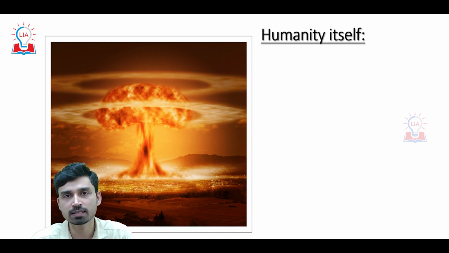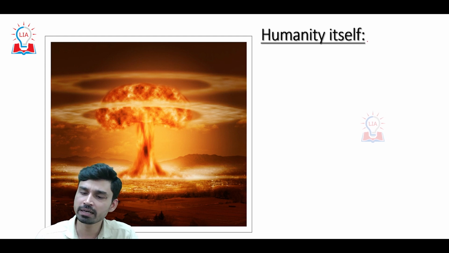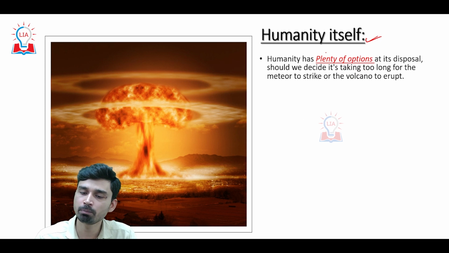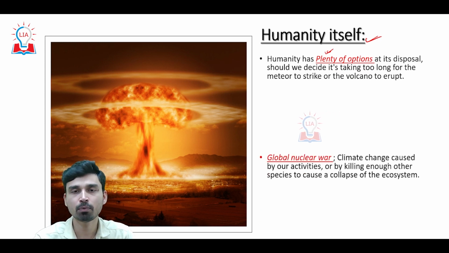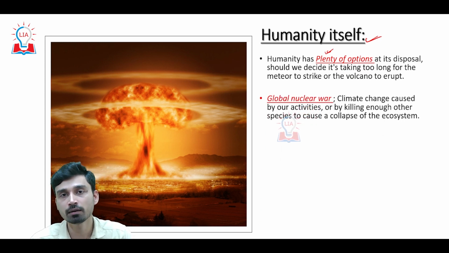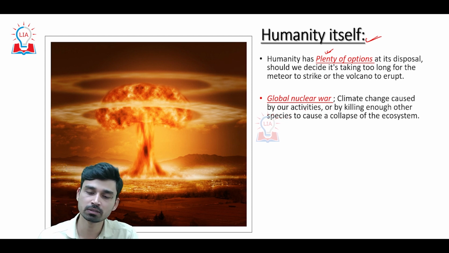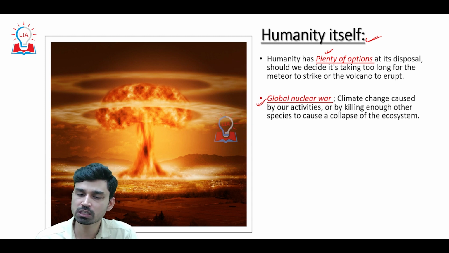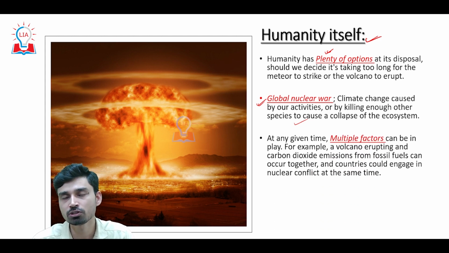And suppose even if you forget about that, if nature is very happy with us, if nature does not cause any cataclysmic event in the near future or the far future of the Earth, then humanity itself is more than capable of causing mass extinction, because we have developed plenty of options so that we can wipe out all the animals or the entire human population from the Earth's surface. The best example is obviously a global nuclear war. Climate change caused by human activities, or by killing enough other species, can also lead to the collapse of ecosystems, which can in the end lead to mass extinction.